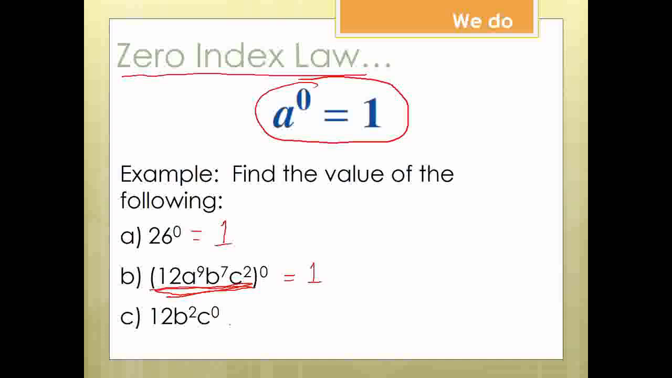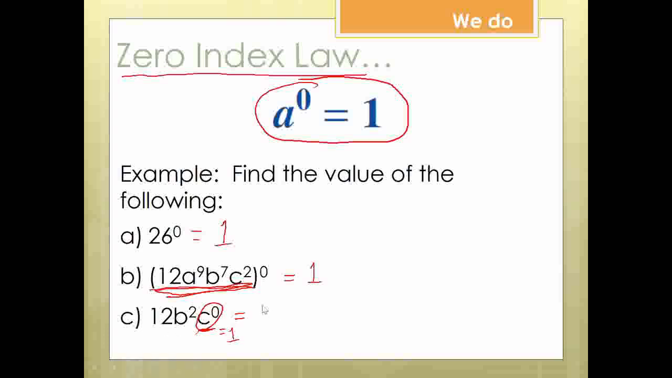Tricky. How about a real trick? Take a look at this last one. 12b squared c to the power of 0. A lot of people think it looks like the one up above, and so we're just going to write down 1. No. The answer for this last one is not equal to 1. And the reason why is if you look really closely, there's only one part of that last question that's raised to the power of 0, and that's the c. So you can see that it's only this part that's raised to the power of 0. So it's only this part here that equals 1.